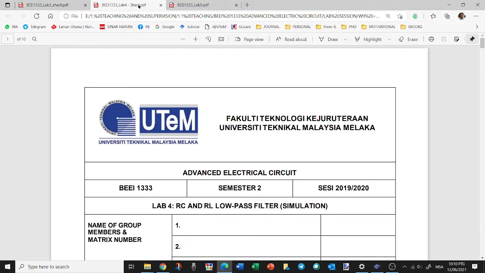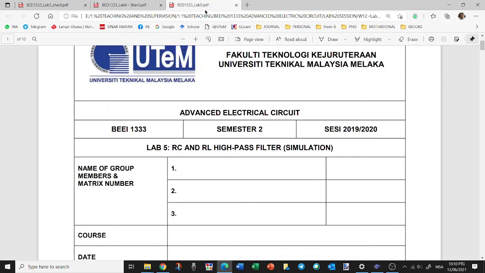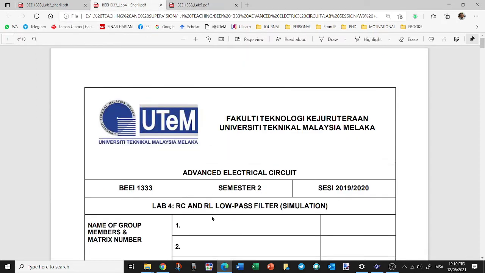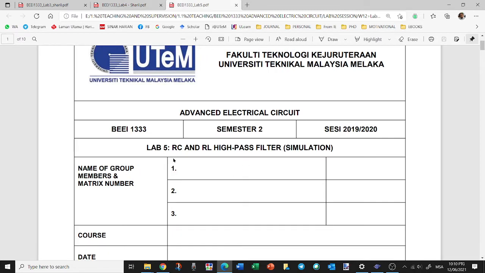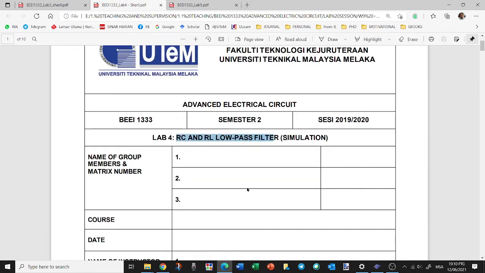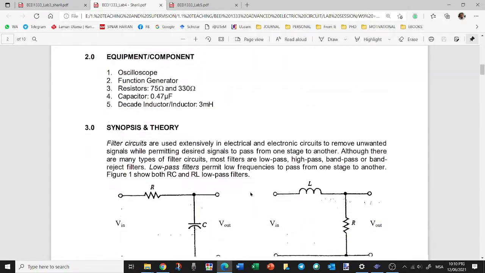Lab number 4 pula. Basically lab number 4 and lab number 5 ni sama je. If you take a look, this one lab number 4 is RC and RL low pass filter, and lab number 5 is just high pass filter. Okay, dia punya instruction ni sama. Kalau you go through bawah ni, dia ada part A, part B.